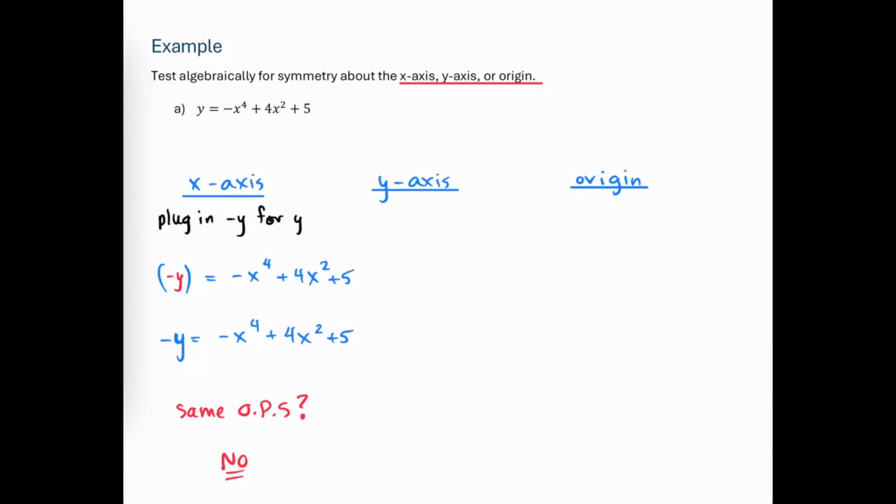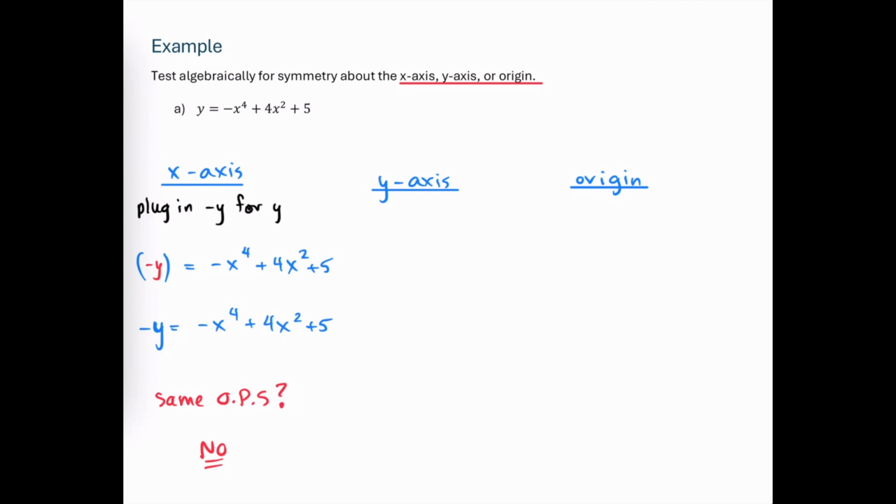So now let's look at y-axis symmetry. In order to test for y-axis symmetry, we're going to need to plug in negative x for every x value in the equation.